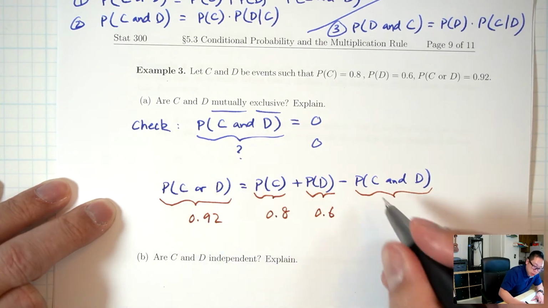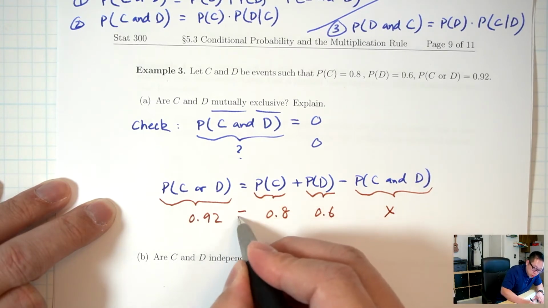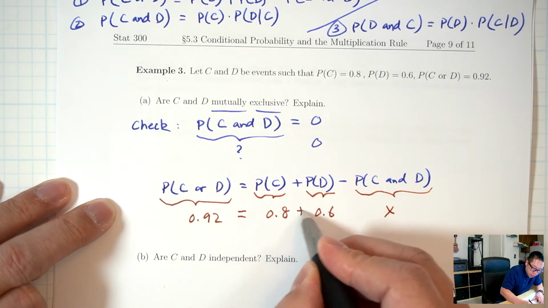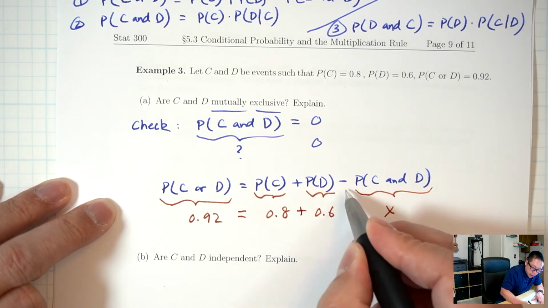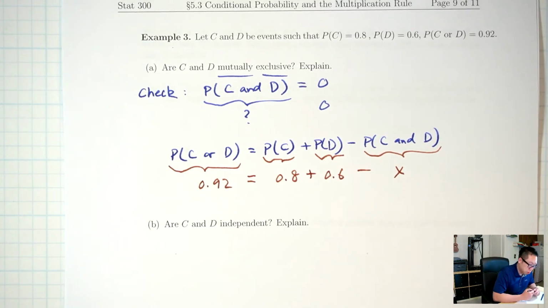So let me label that with an X. And then I'm going to go through and fill in the symbols. There's an equals here. Between the 0.8 and 0.6, there's a plus. And then between the 0.6 and the X, there's a minus. And then your job is to get the X by itself.